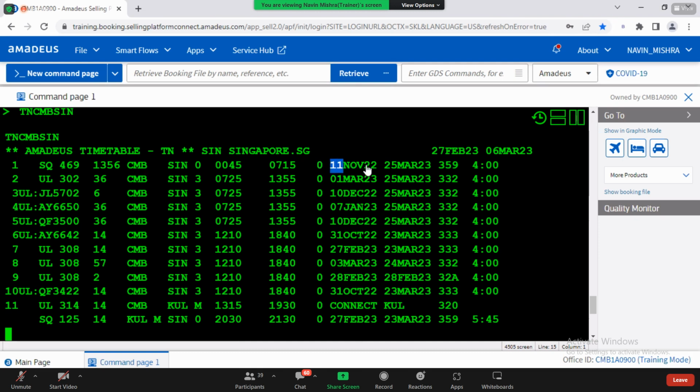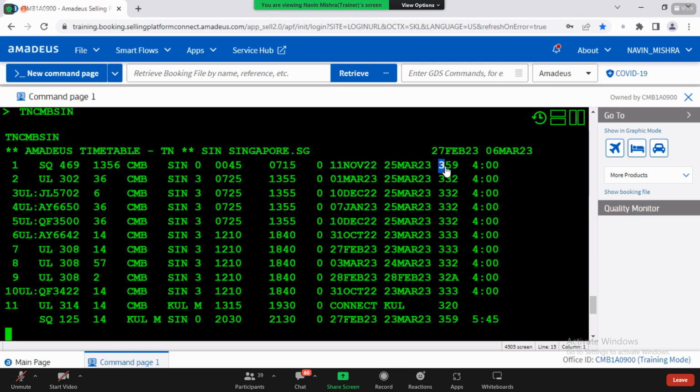Now, what is this 11th November to 25th of March? Every airline has to give a certain schedule that this flight number will be operated for a certain period of time. That means this flight started operating from 11th November 2022, which was last year, and this flight will operate till 25th of March 2023. That is the operational period given here. All right.